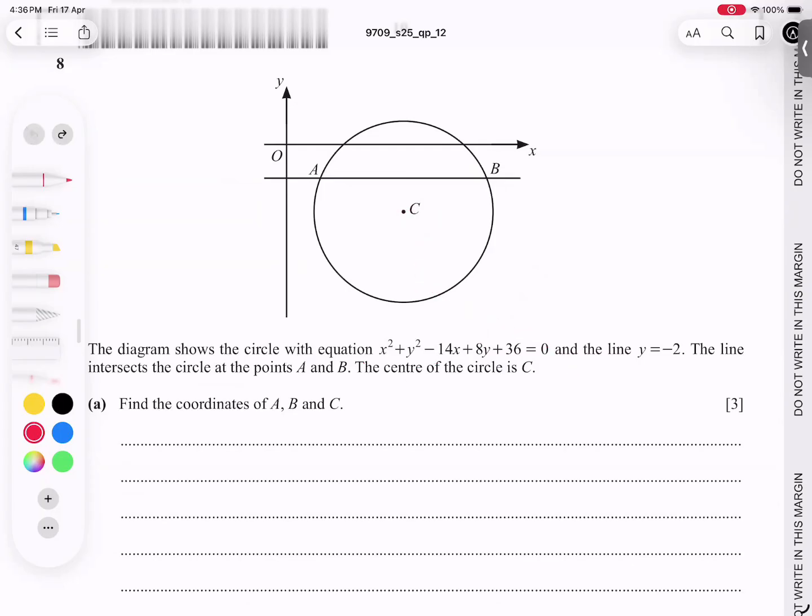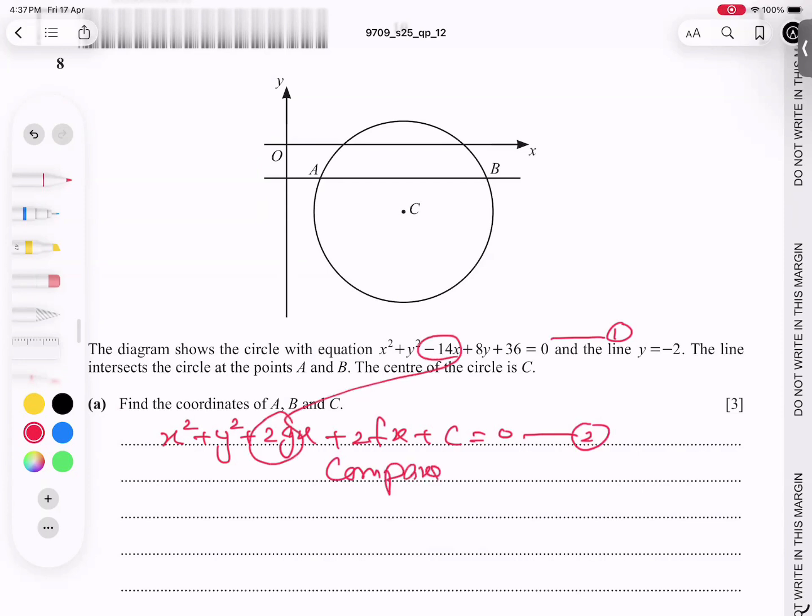Find the coordinates of A, B, C. So first of all, students, we must know this general form of the equation, x squared plus y squared plus 2gx plus 2fy plus c equal to 0. This is equation 1 and this is equation 2, if I compare them, the x coefficient is 2g, the x coefficient is negative 14, equal to each other. So this is the fy basically. So do f from here and 8 from here. Put them equal to each other. This is the c value, 36. So I think this idea is clear.